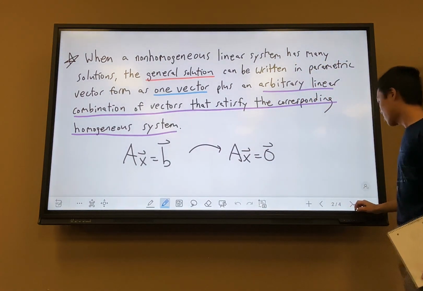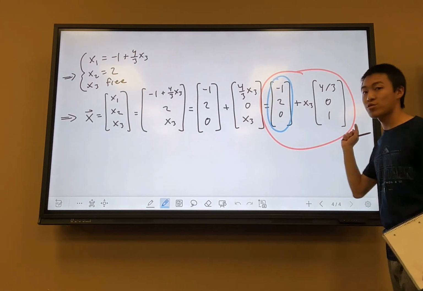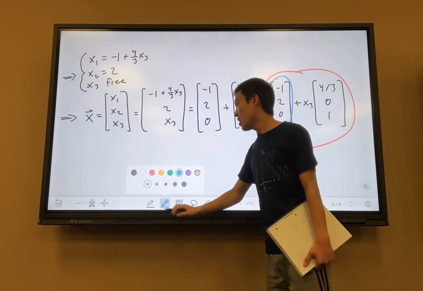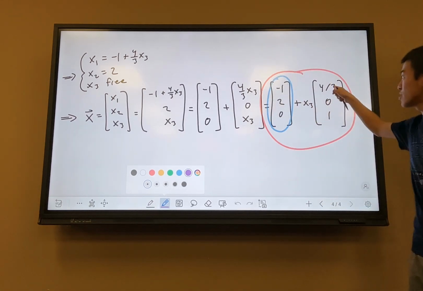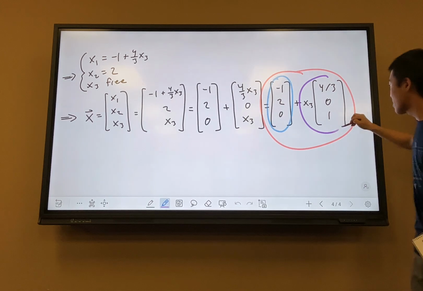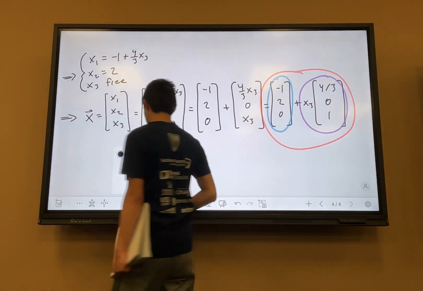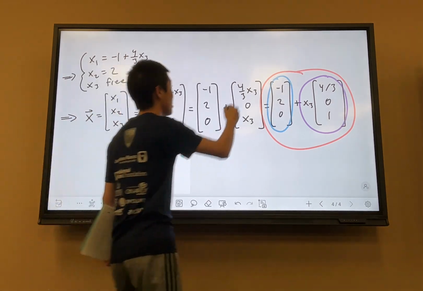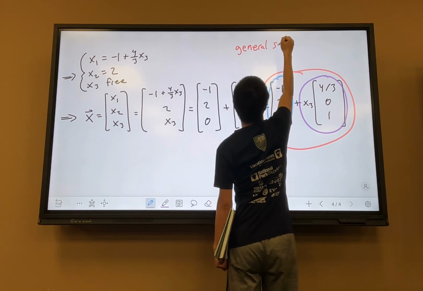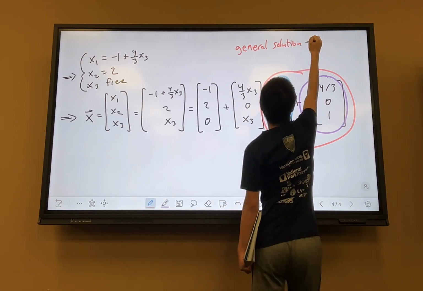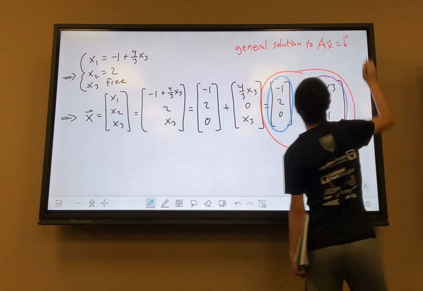So again, go to your notes. We did the exercise, we worked through the homogeneous version of this problem. And when you work through the homogeneous version, the solution gives you this vector, all linear combinations of this vector. So this satisfies the homogeneous system. So what we have here in red is our general solution to the non-homogeneous version of the equation Ax equals b.